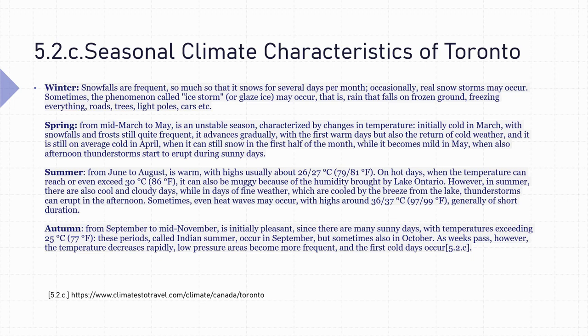Autumn, from September to mid-November, is initially pleasant, since there are many sunny days, with temperatures exceeding 25 degrees Celsius. These periods, called Indian summers, occur in September, but sometimes also in October. As weeks pass, however, the temperature decreases rapidly, low pressure areas become more frequent, and the first cold days occur.